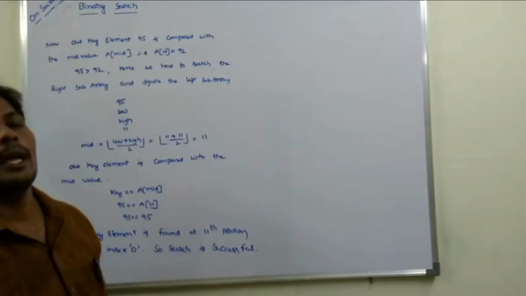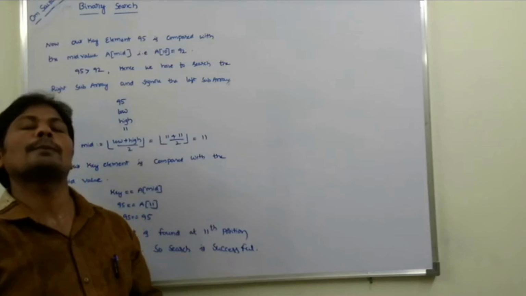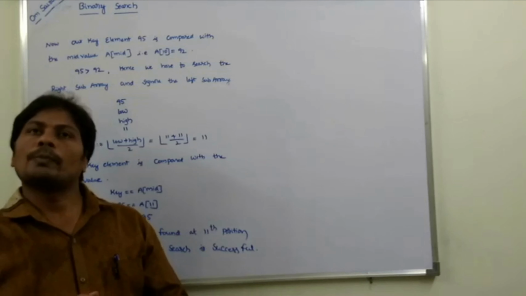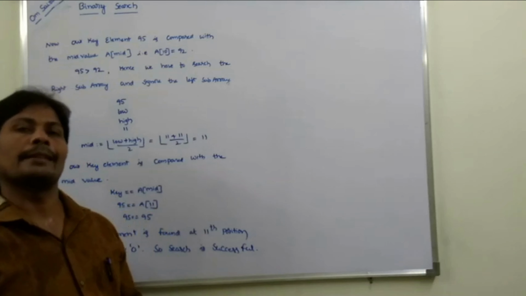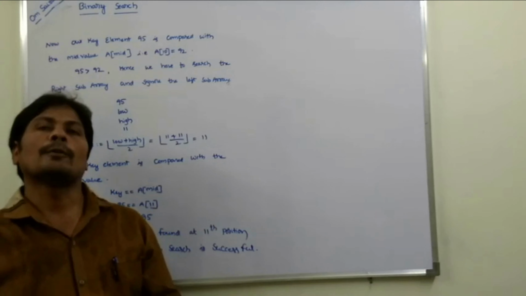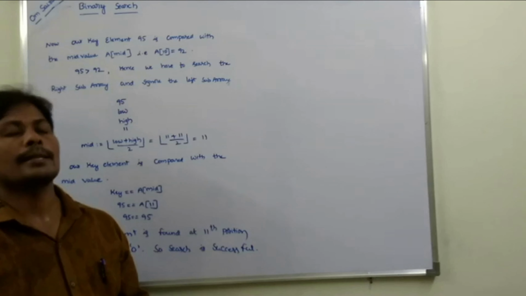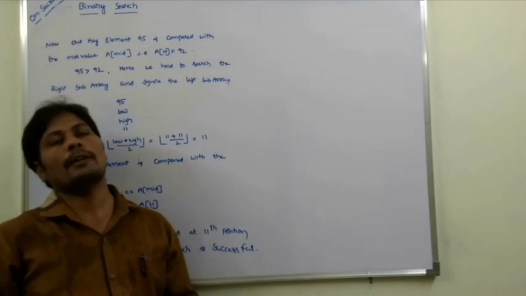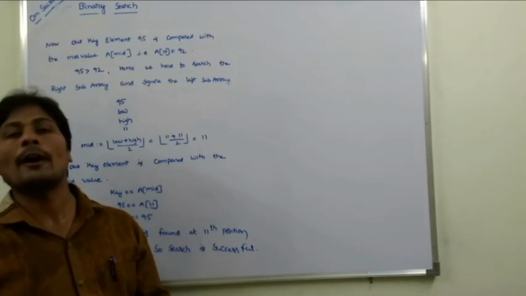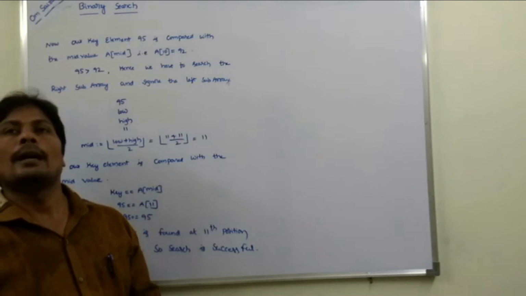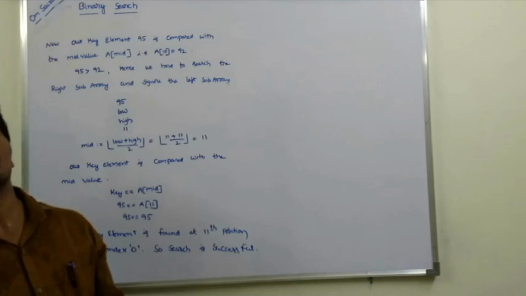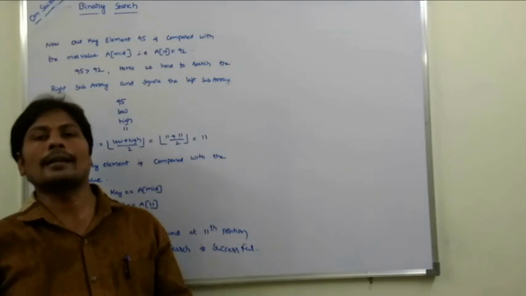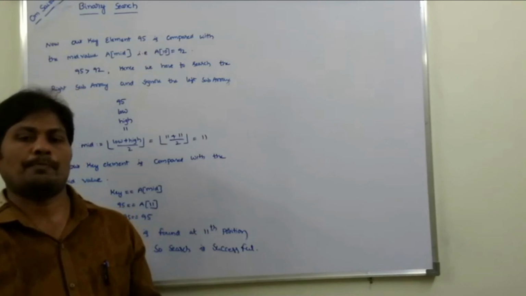So in this way, we have to solve the given problem. Our key element 95 is present in the given list, so we can say that the search is successful. Suppose our key element is not found in the given list after performing this procedure, then we can say that our search is an unsuccessful search. Okay.